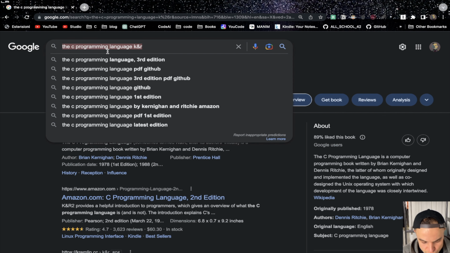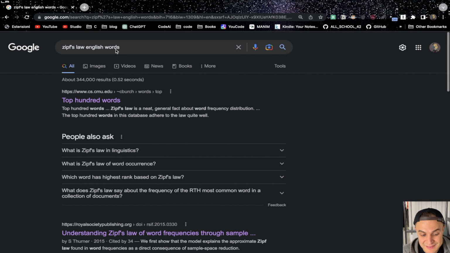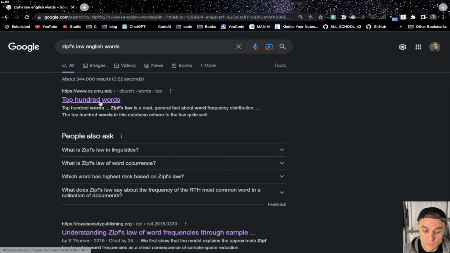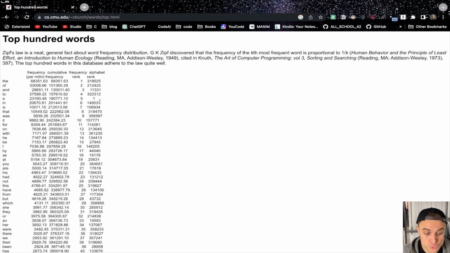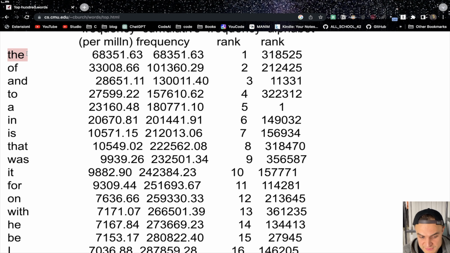For example, go and search for Zipf's law English words. I'm Italian, I cannot properly pronounce these Zipf's law English words. Okay, this is going to tell you exactly the top 100 words used in the English language. As you can see, of course, in first place we have "the", which is the most used. You'd better memorize this as a first word if you want to learn English, right? Because this is the most used. Probably in every sentence you get this word in the English language. So you get the idea, right?